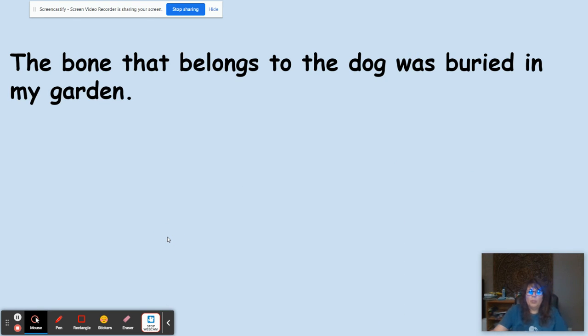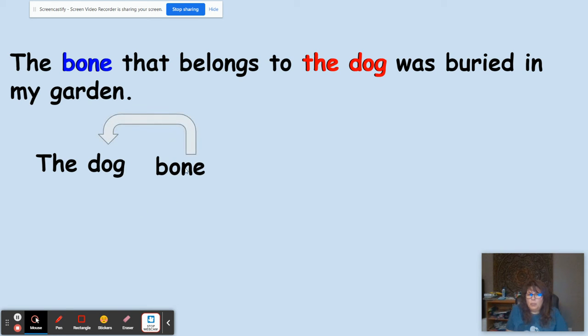Okay, next one. The bone that belongs to the dog was buried in my garden. So we know that the bone belongs to the dog. So we're talking about the dog. Okay, what belongs to the dog? The bone. So I'm going to put the dog first and then bone next. And we know that the bone belongs to the dog. So I'm going to make the word dog into a possessive noun.